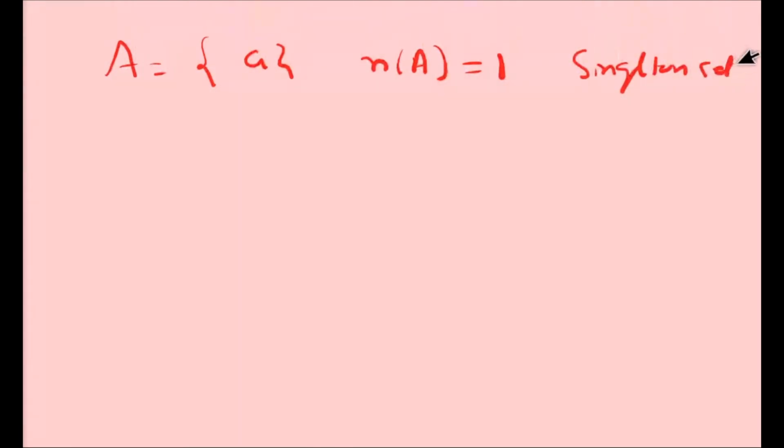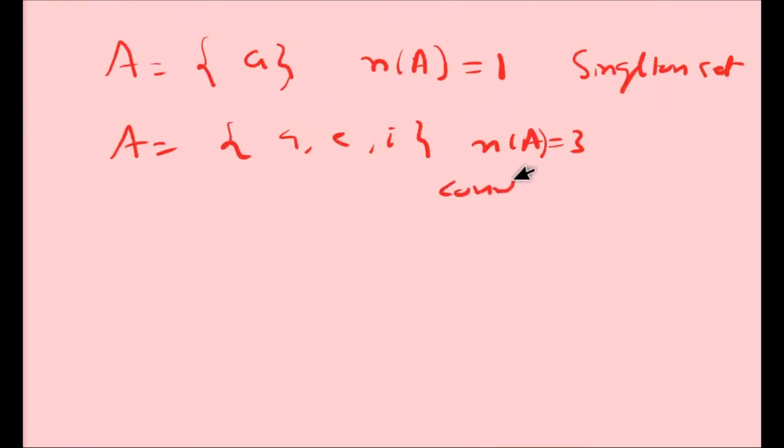Let here be only A. How many members are here? A is 1, and this is known as a singleton set. Singleton set means there is only one member. If there is more than one member, and you can count them, how many members are here? n(A) equal to 3, and you can count. Okay, then it is a finite set.